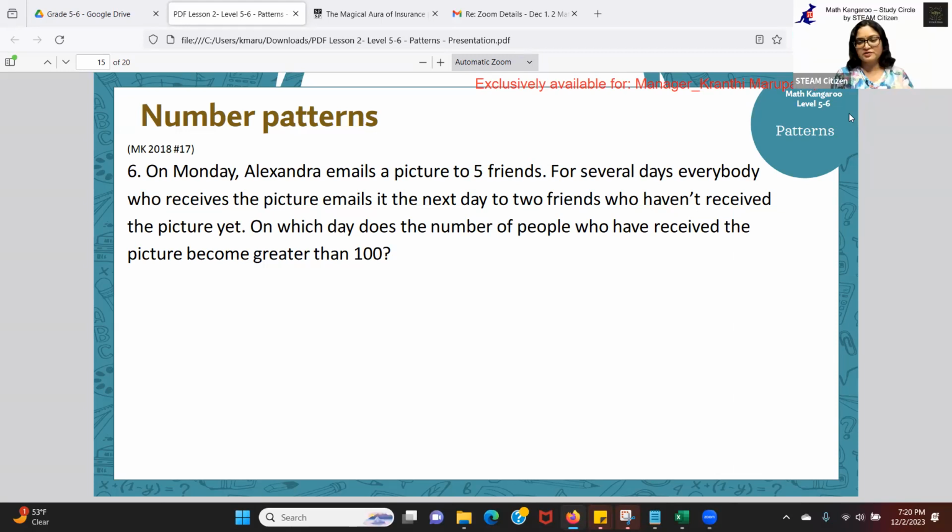You started speaking first. The first, the original 5 that Alexandra sent it to would send it to 2 other people that haven't got it. And then those 10 people who just got it from those 5 original people would send 2 more. And then those 20 people would send 2 more, and so on and so forth.